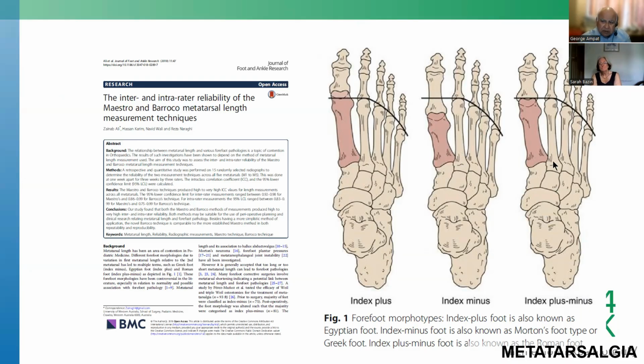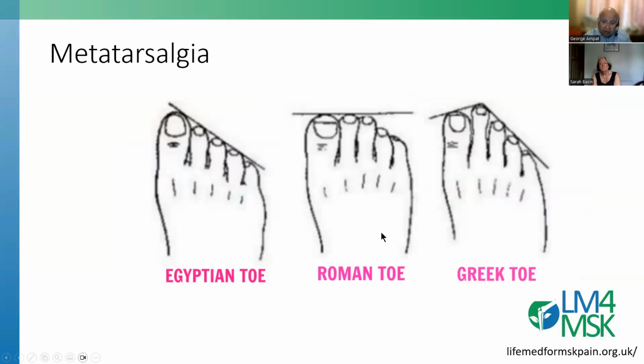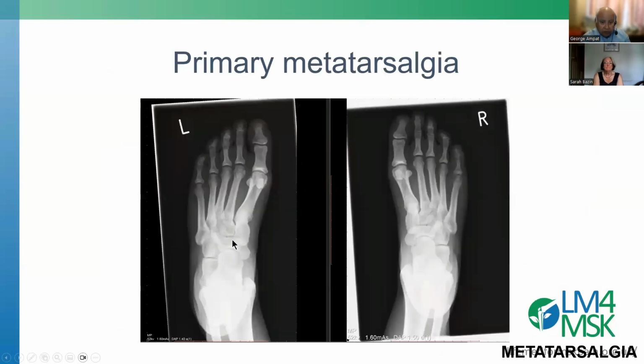There's also the Roman foot, where the first metatarsal is at the same level as the second metatarsal. You don't get foot pain there, no metatarsalgia there. So primary metatarsalgia, the lack of this geometry, mainly occurs in the Greek toe, not in the Egyptian or the Roman toe.